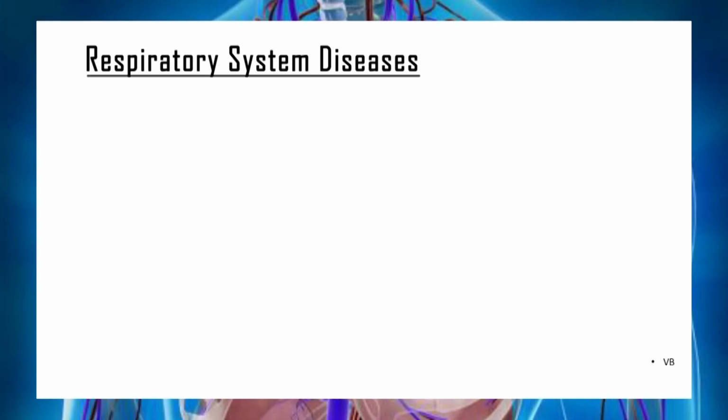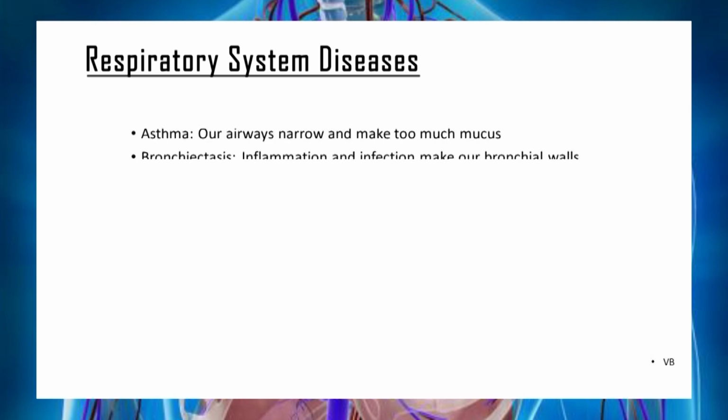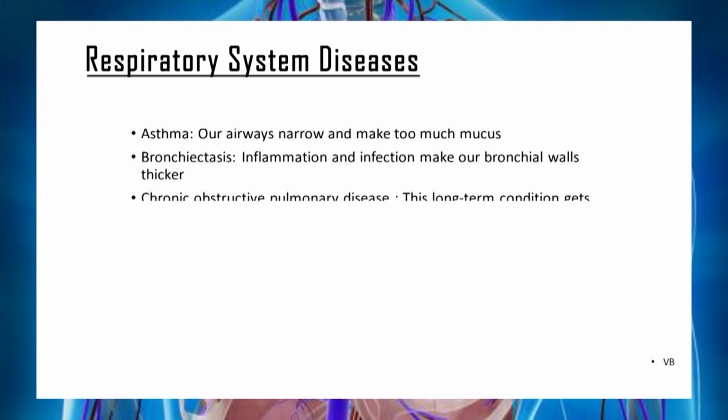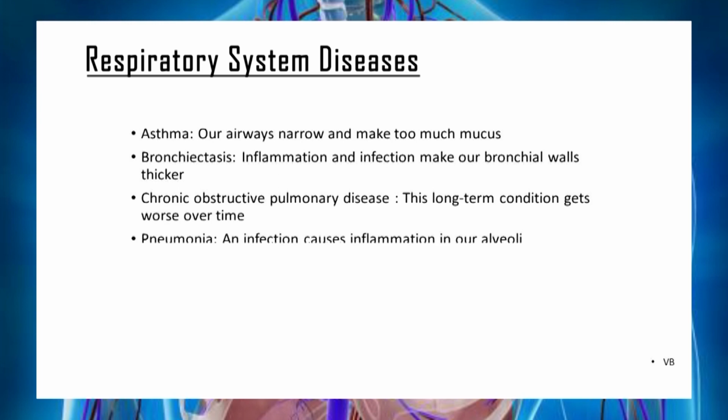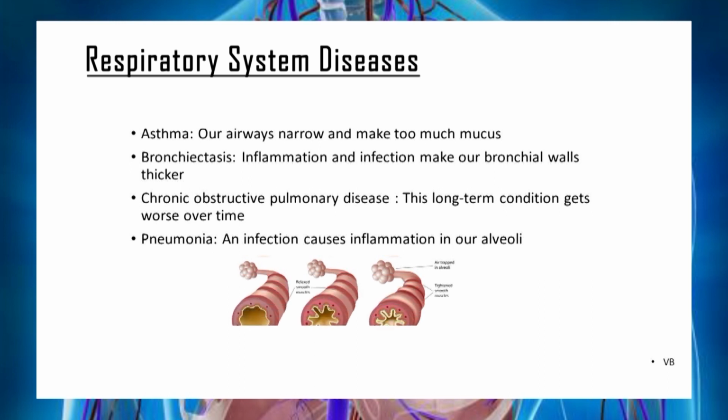So, common respiratory system diseases are asthma, where our airways narrow and make too much mucus. Then bronchitis, where inflammation and infection make our bronchial walls thicker. Chronic obstructive pulmonary disease is a long term condition that gets worse over time. It includes bronchitis and emphysema. These are a few pictures you can see.